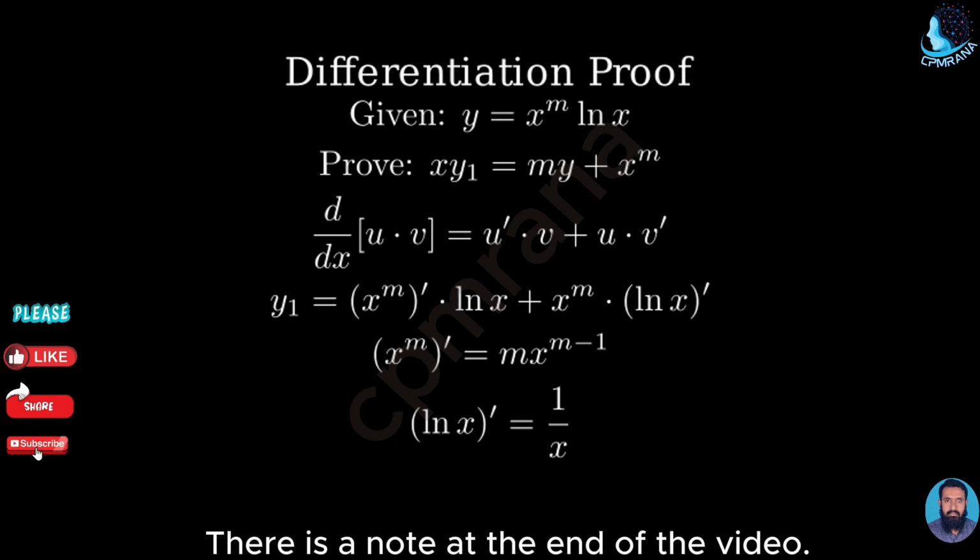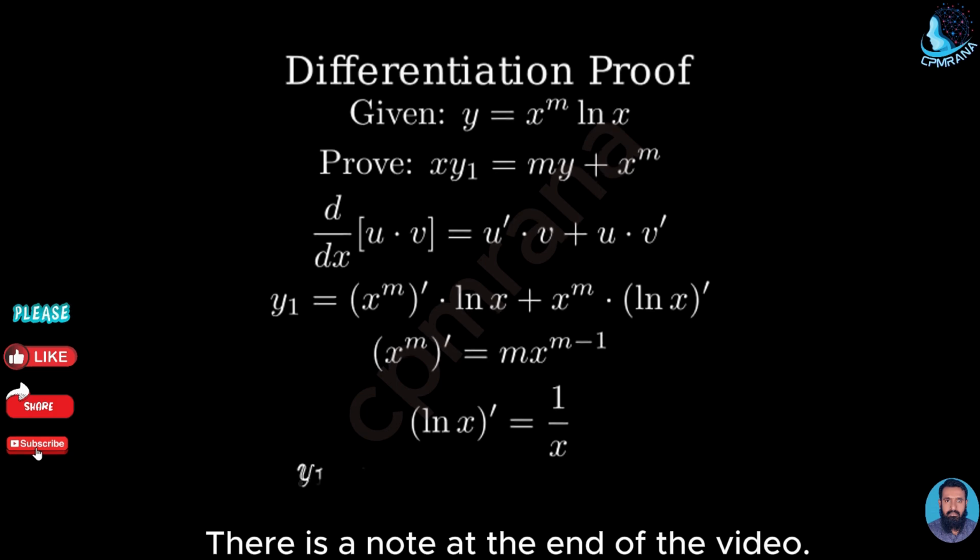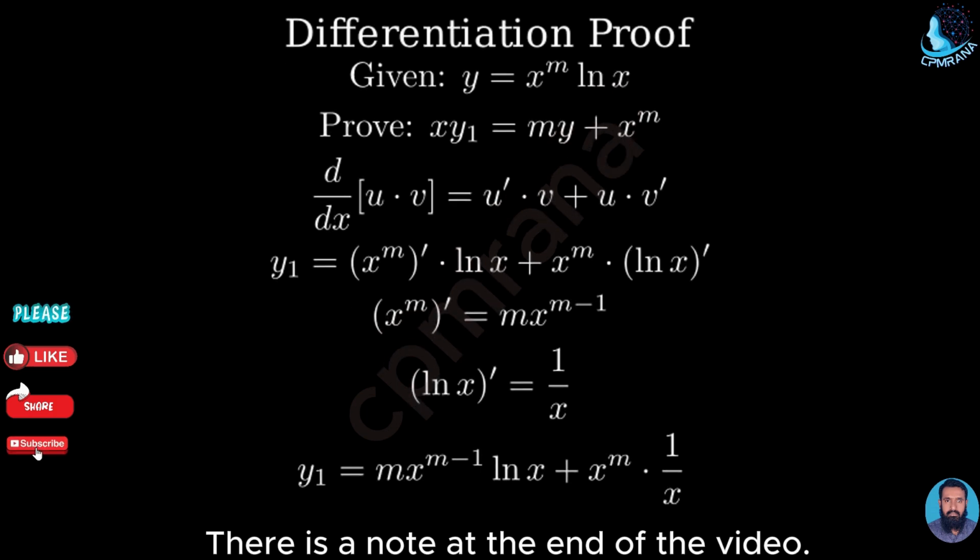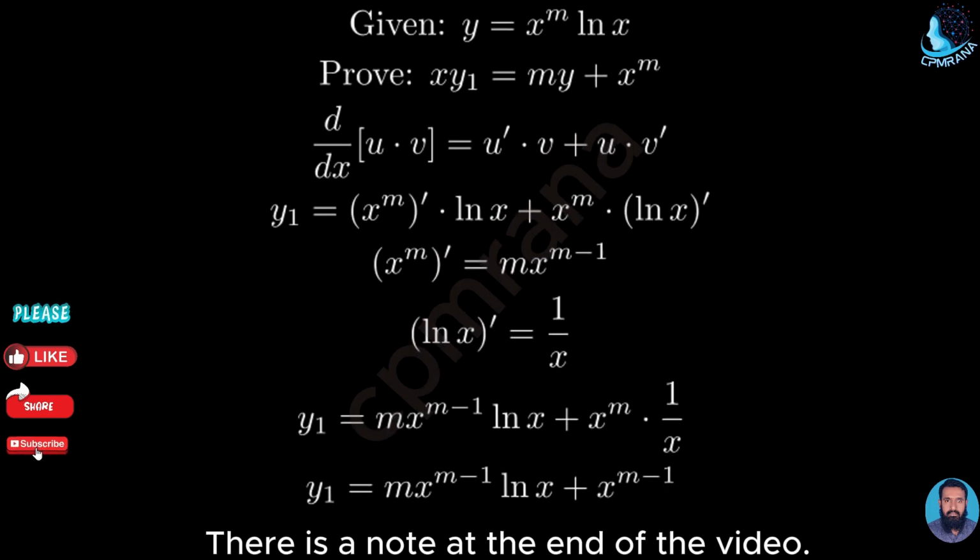Let's substitute these derivatives back into our equation. We get y1 = m x^(m-1) ln x + x^m times 1/x. Let's simplify the second term. x^m divided by x is equal to x^(m-1). So our equation becomes y1 = m x^(m-1) ln x + x^(m-1). Now, let's multiply both sides by x.